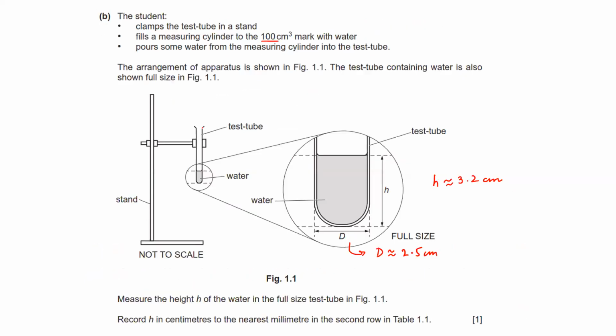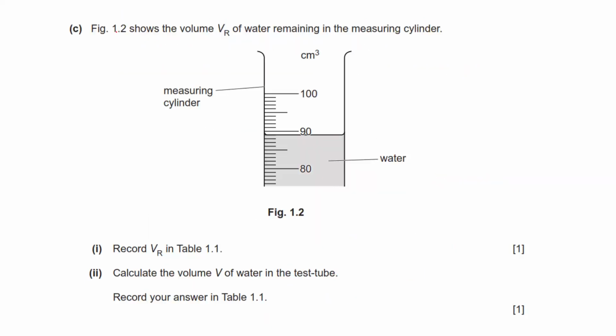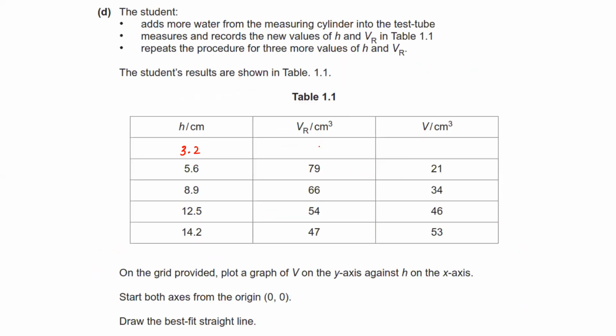Then the next part says figure 1.2 shows the volume VR of the water remaining in the measuring cylinder. Record the value of VR in table 1. First of all, we'll record this value. This volume VR is equal to 89 centimeter cube. So let's record this as 89 centimeter cube over here.